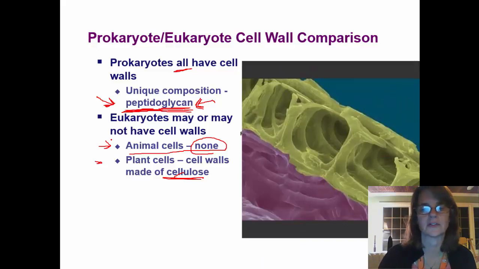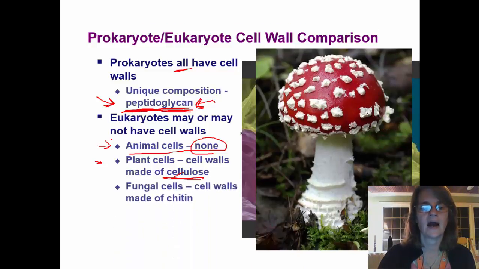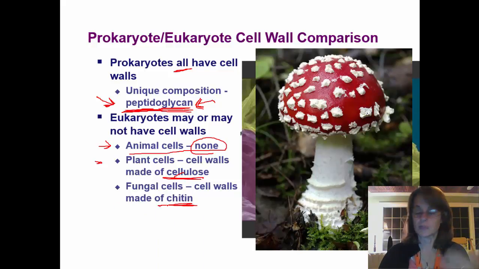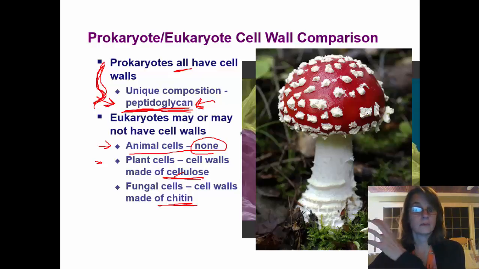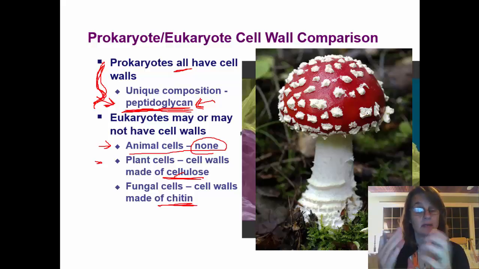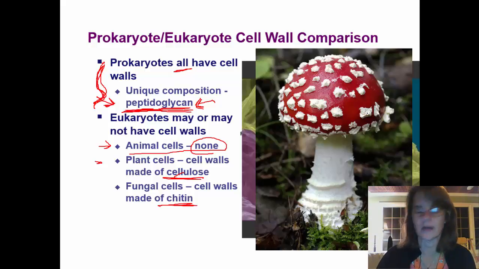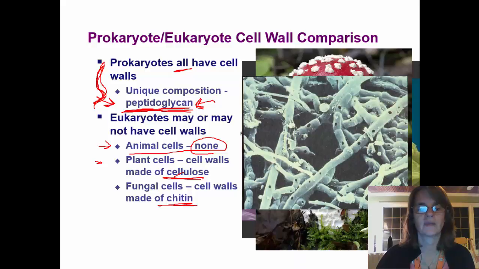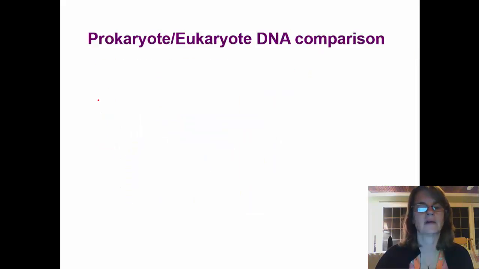That's cellulose you're looking at right there, though. Fungal cells have cell walls made of chitin, which we've already talked about briefly. It's a carbohydrate. So unique composition in prokaryotes. And that's important also when we're trying to figure out what cells are related to, who's related to whom. If we see peptidoglycan, we know that's going to be a prokaryotic relative. All right, that's chitin right there.